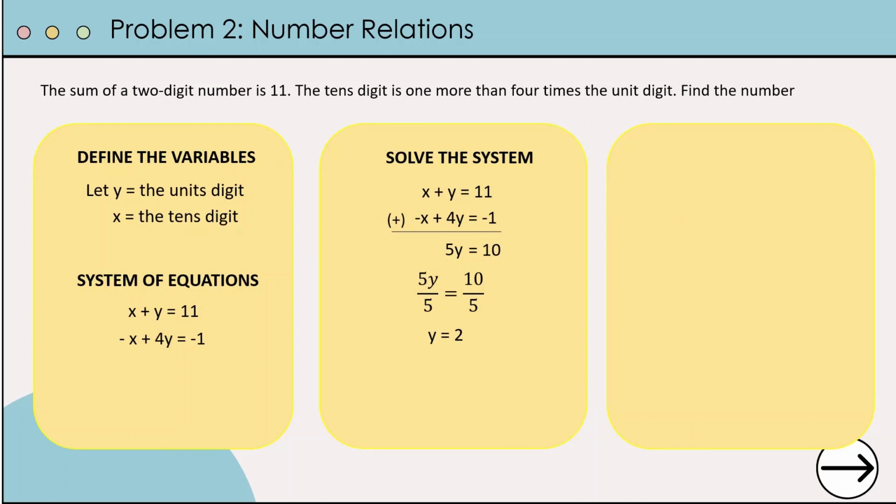We get one equation from our system of equations. This time, let's use x plus y equals 11. We already identified the value of y. Therefore, we can use this value to substitute in our equation. So it becomes x plus 2 equals 11. Let's isolate x by putting 2 to the right side of the equation. So it becomes x equals 11 minus 2. We further simplify, x equals 9. Therefore, the units digit is 2 and the tens digit is 9. And the number that we are looking for is 92.